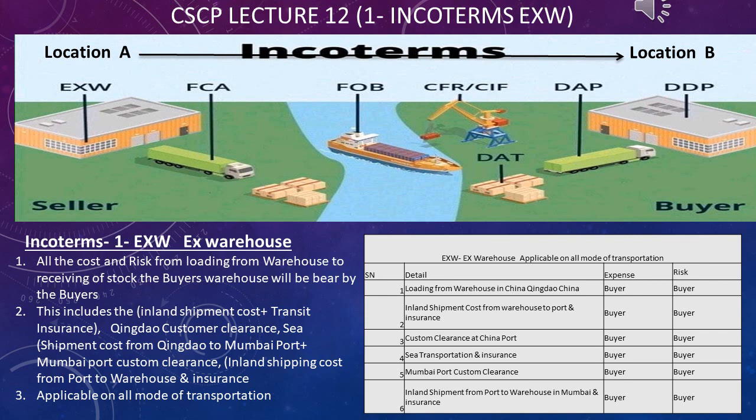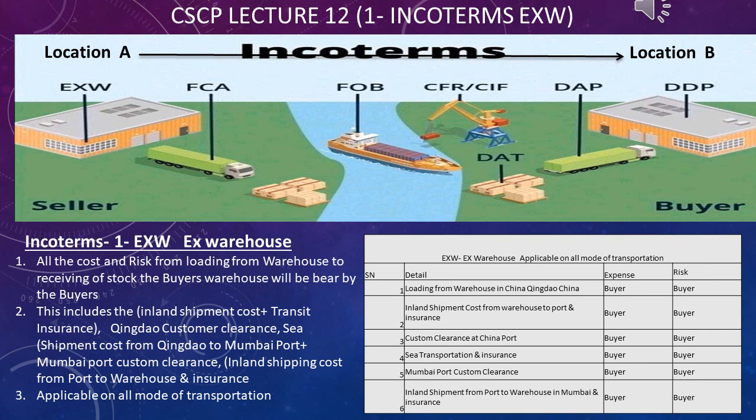So I again tell you very clearly, it is totally the buyer's responsibility to pick the stock from location A, and he has to bear the transportation cost and transit insurance. Then it reaches the port, and he has to clear all duties and customs clearance. Then when it reaches Mumbai, he has to bear all the customs clearance and port expenses, and then he has to arrange the in-transit shipment from the seaport to his own warehouse. So all the expenses and the risk belong to the buyer.